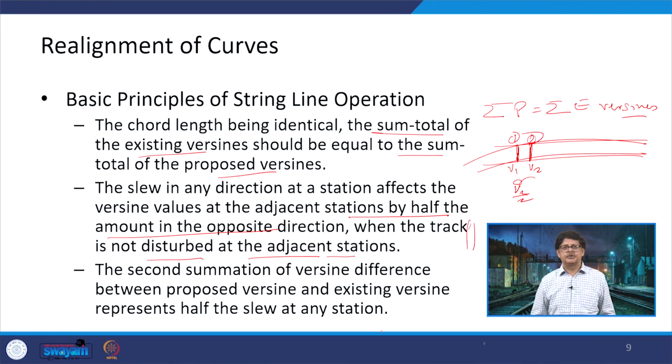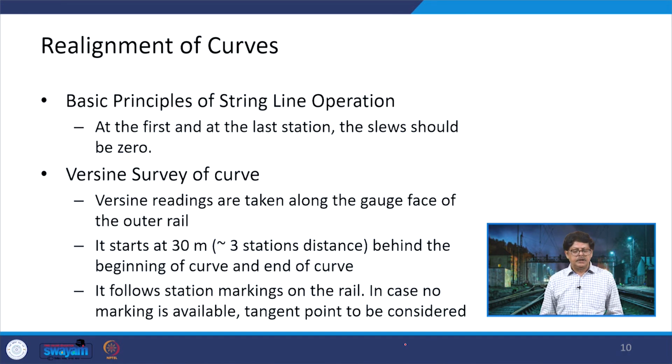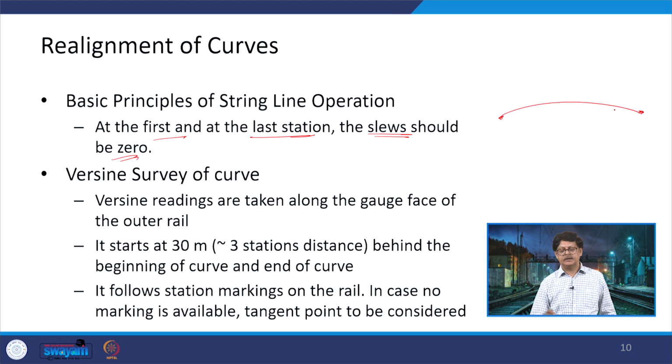The second summation of the versine differences between the proposed versines and the existing versines represents half the slew at any station. So, we are talking about another computation. The first summation is one and the other is a second summation. We will see how these summations are done in the form of a numerical. At the first and the last station, the slews should be 0. That means, when you are starting from the curve and ending at the curve, at this point A or point B where it is going into the tangential form, the slew S should be 0 at both of the locations.